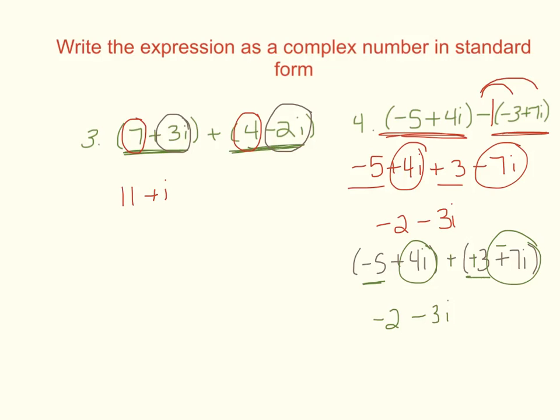The big thing that I see people make mistakes on with this is they try to distribute and multiply. On this, we can see clearly that we are just adding on number 3 or subtracting on number 4. No multiplication is involved.